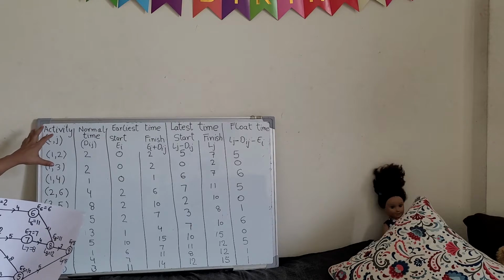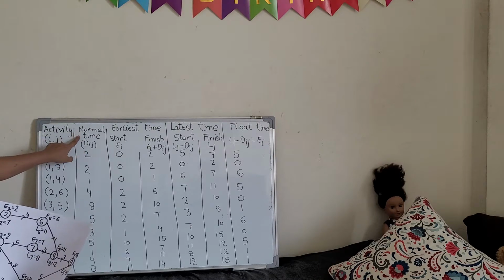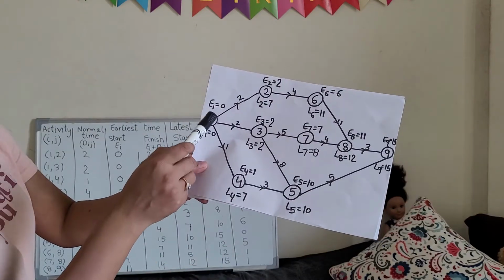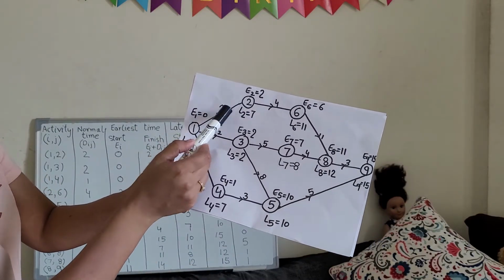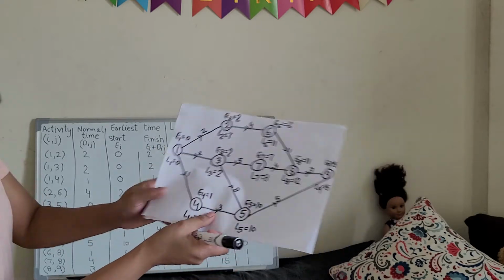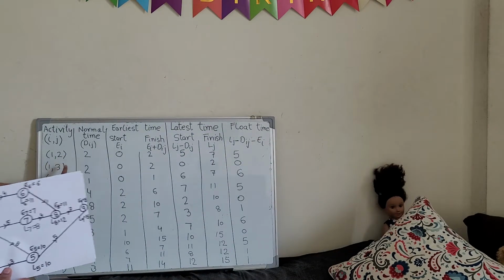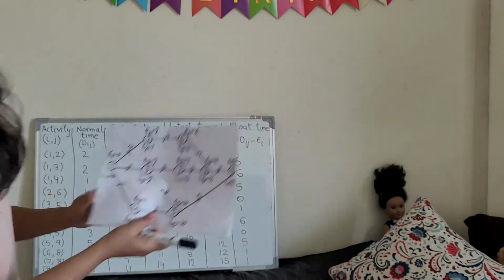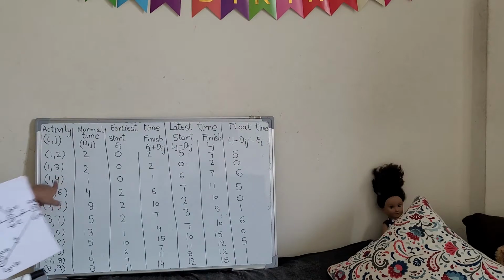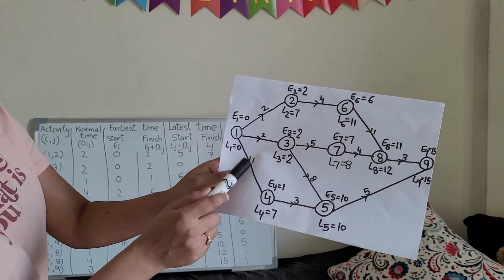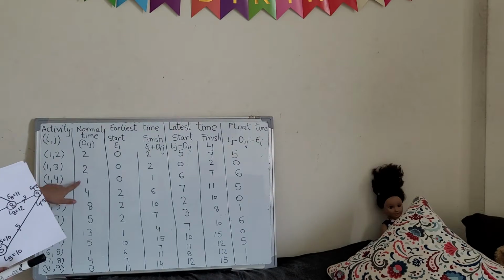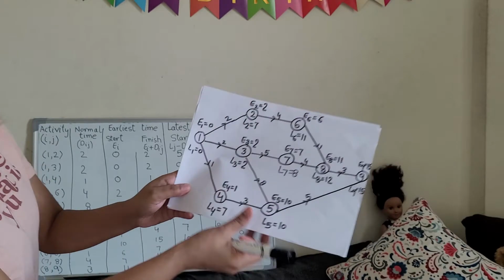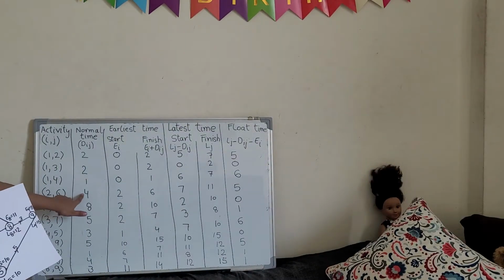Now after this activity column, the next column will be normal time. Normal time is time duration. Time duration of 1 to 2 for this activity is 2. So we mention 2. 1 to 3, 2. 1 to 4, 1. So in front of 1 to 4 we will write 1. Next 2 to 6 is 4. So 2 to 6 is 4.